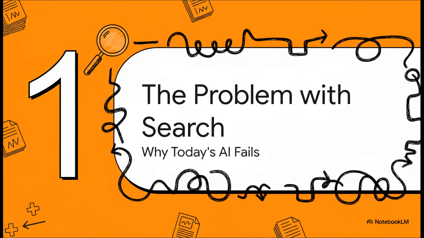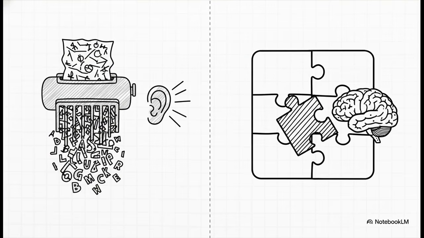You've probably heard of the standard method, Retrieval Augmented Generation, or RAG. It's fine for simple stuff, like a basic FAQ page. But when you get to the documents that really matter, the dense financial reports, the complicated legal contracts, it just falls apart.